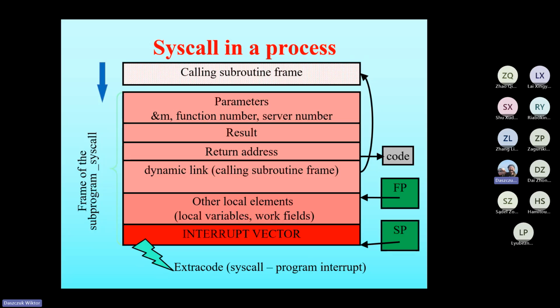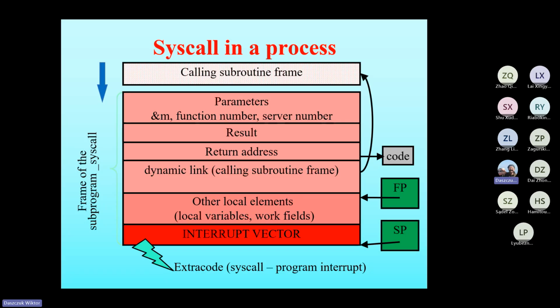This is a stack frame of a function which calls some interrupt, which performs some syscall. It is important how it is built, because sometimes it holds some parameters for the kernel, and how to access those parameters. It's important. So this is the structure of the frame.